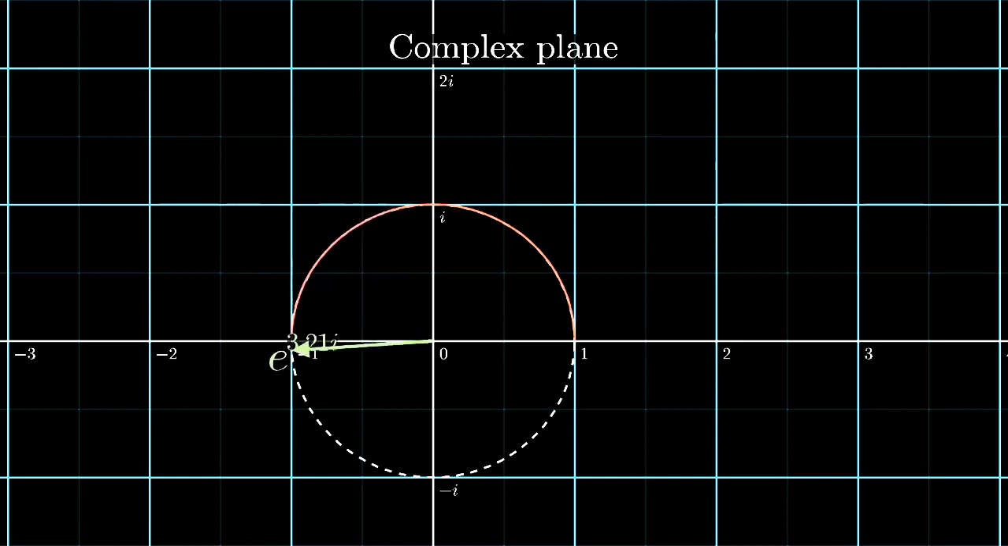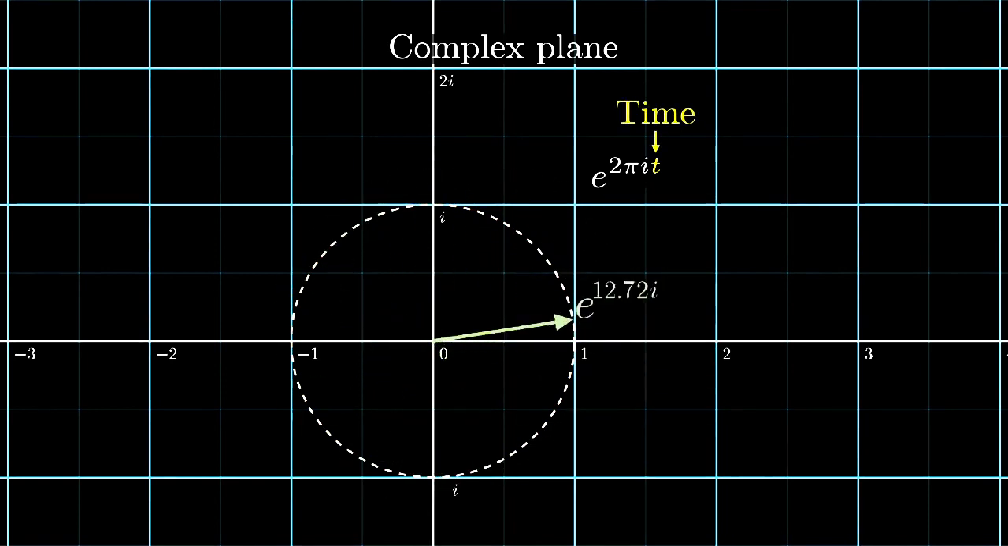So, imagine you wanted to describe rotating at a rate of 1 cycle per second. One thing that you could do is take the expression e to the 2 pi times i times t, where t is the amount of time that has passed. Since for a circle with radius 1, 2 pi describes the full length of its circumference.